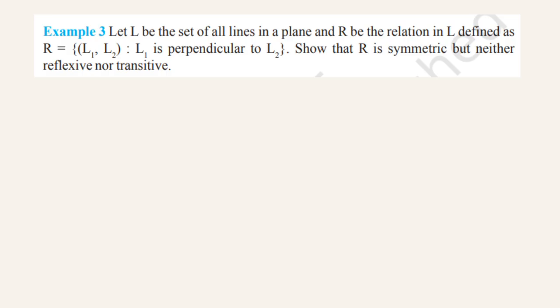Let L be the set of all lines in a plane and R be the relation in L defined as (L1, L2) such that L1 is perpendicular to L2. Show that R is symmetric but neither reflexive nor transitive. So R is not reflexive. What is the reason R is not reflexive?